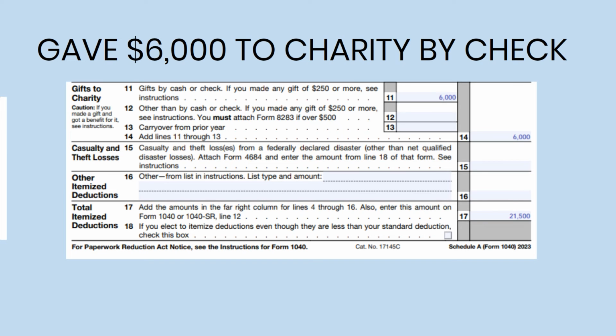Probably the most common other itemized deduction is gambling losses, but you can only include the amount to the extent of the winnings that you reported on Schedule 1. So your losses reported cannot exceed the amount of the winnings reported. On line 17, we'll add up lines 4 through 16 together to arrive at $21,500.